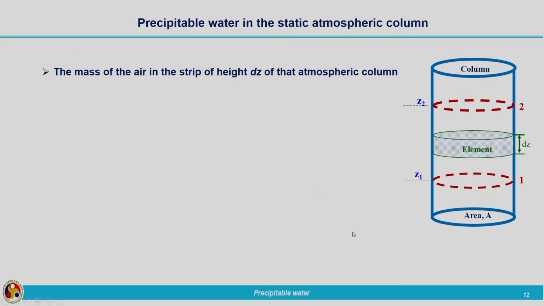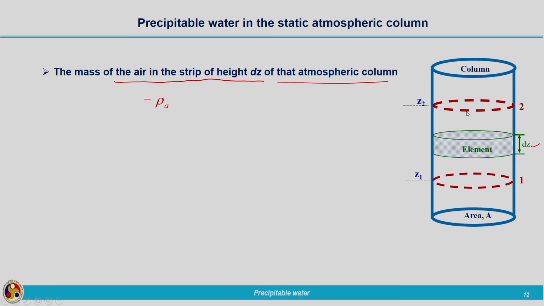Now let us see what will be the mass of moist air present in the strip of height dz of that atmospheric column. First we will find out how much is the mass of the moist air present in this elementary strip dz. How can we get the mass of a particular quantity? We will be having density. Density is mass per volume. So, mass can be obtained by multiplying volume with density.